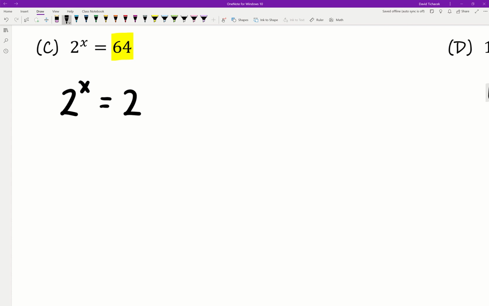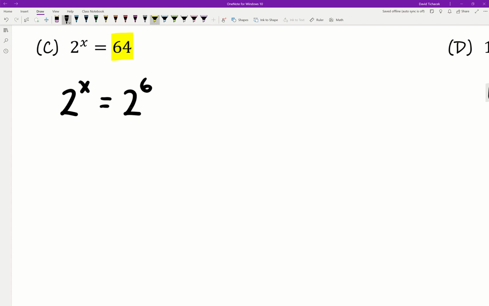We want to brainstorm on that. How many 2's multiply to make a 64? You could either take out the calculator and start experimenting, multiplying a bunch of 2's and seeing how many make a 64. I'll give away the punchline here. It's going to be 2 to the 6th power that actually ends up being 64.